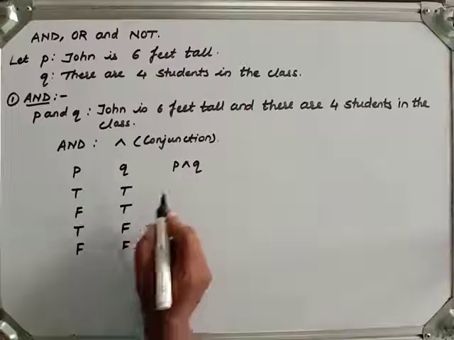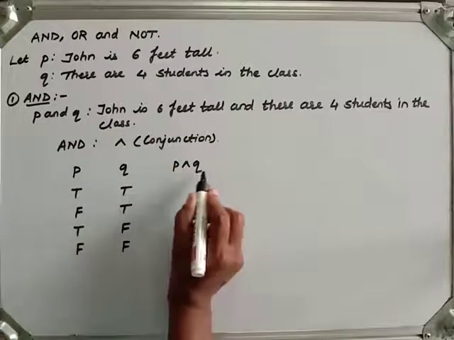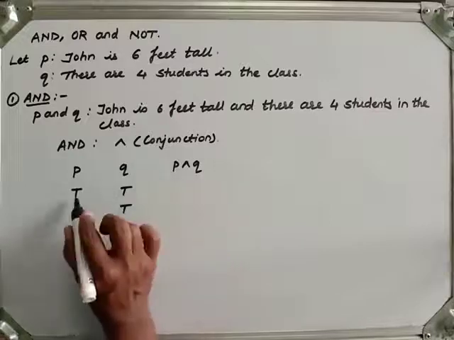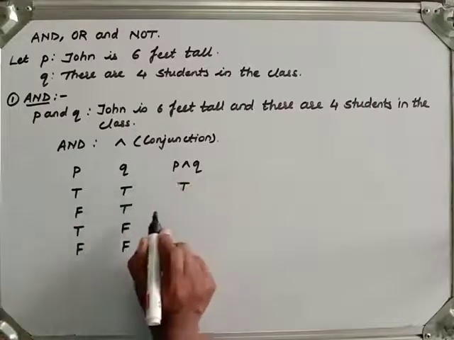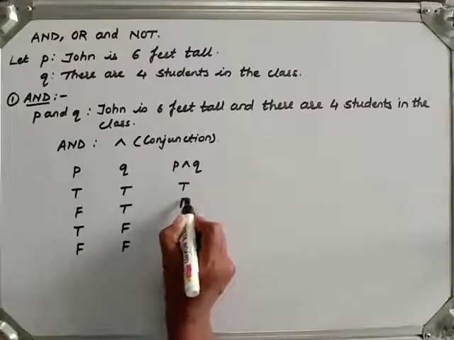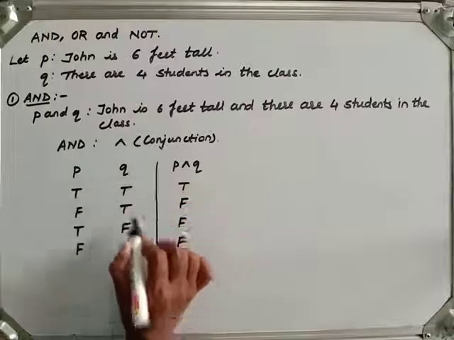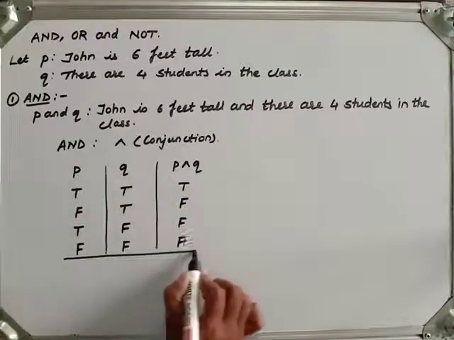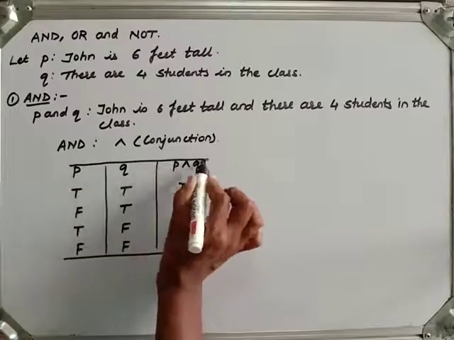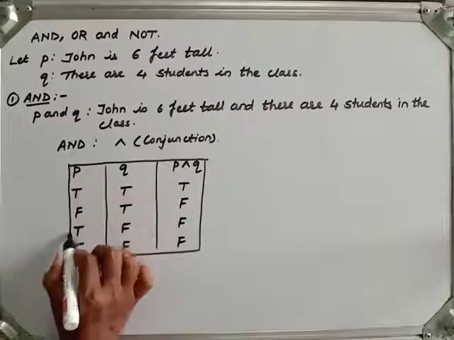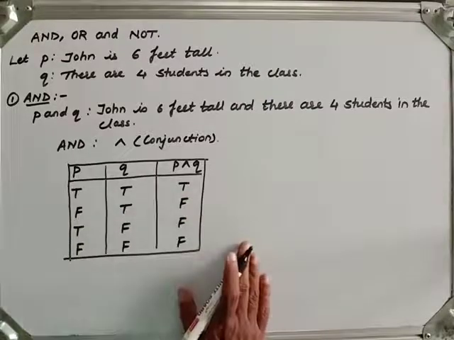Now this AND is true only when P is true as well as Q is true. So if P is true and Q is true, both are true, then and only then P and Q is true, otherwise it is false. This table is known as the truth table for P and Q. Similarly, we will see the truth table for OR and NOT also.